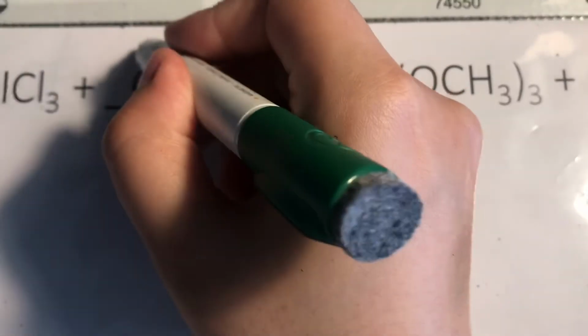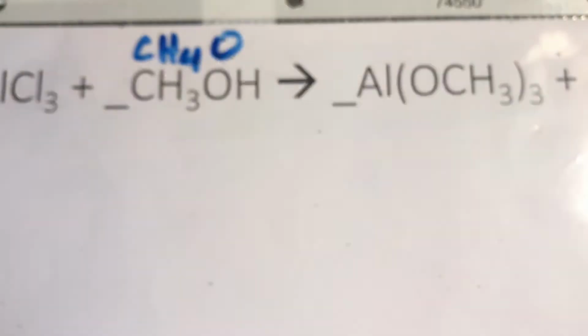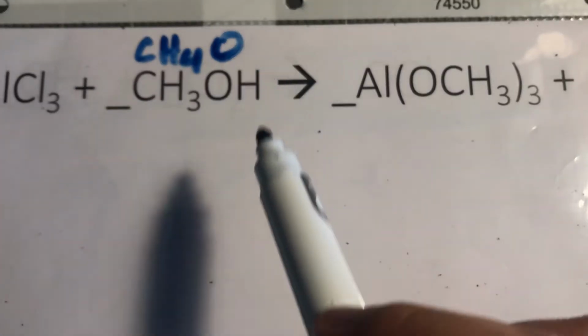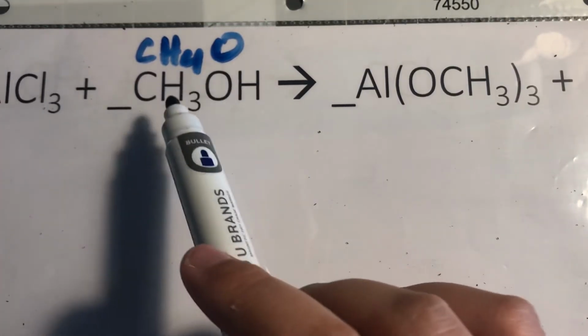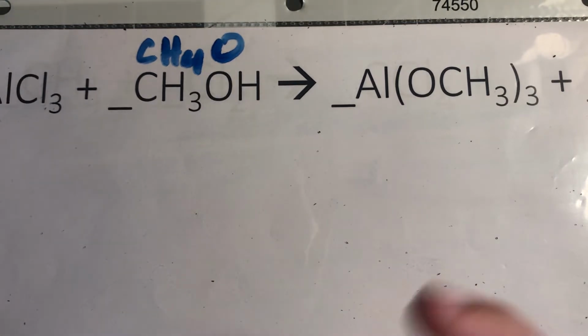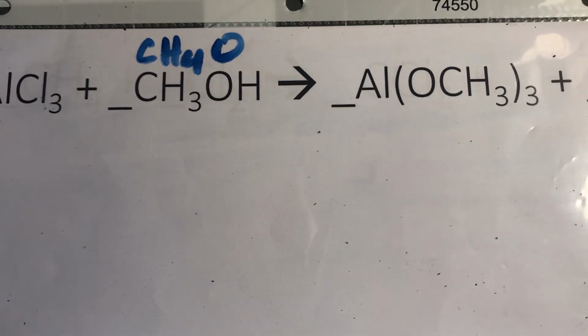So I'll rewrite this as CH4O. So these two things are exactly the same. This is just giving an idea of how this molecule arranges itself in 3D space, indicating that this OH is right on the end, but for our purposes, since we're trying to balance this equation, we can go ahead and rewrite it as this.